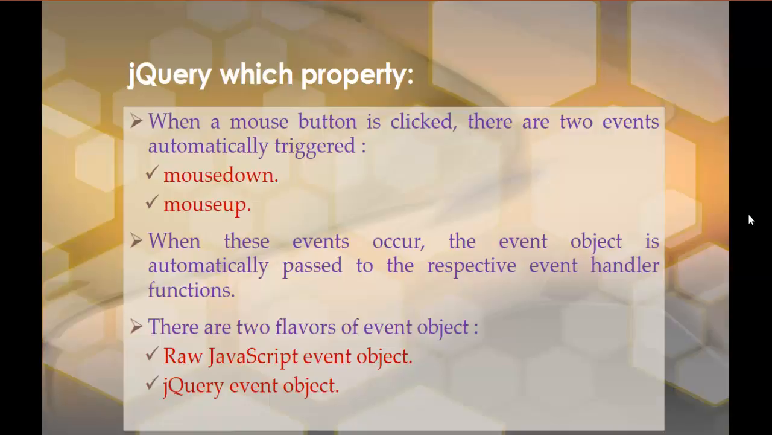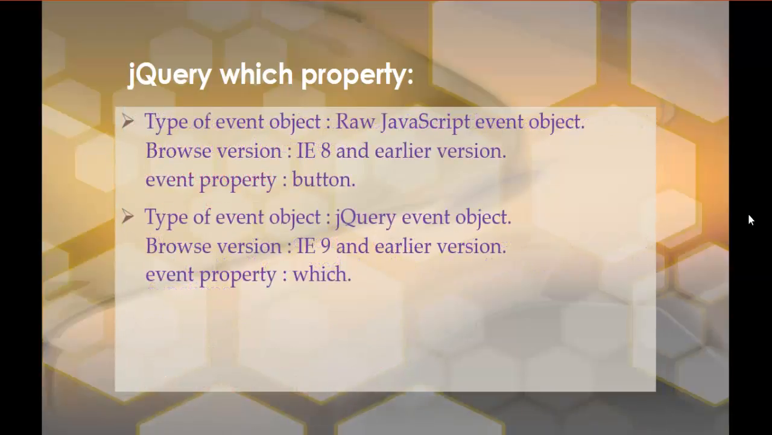Keep in mind, if you are using Internet Explorer 8 and earlier versions, then you have to use the event property button to get which mouse button is clicked. Similarly, if you're using Internet Explorer version 9 and above, then you have to use the event property which to get which mouse button is clicked. So without wasting much time, let me show you a demo of event property button for Internet Explorer version 8 and earlier, and event property which for Internet Explorer 9 and above.